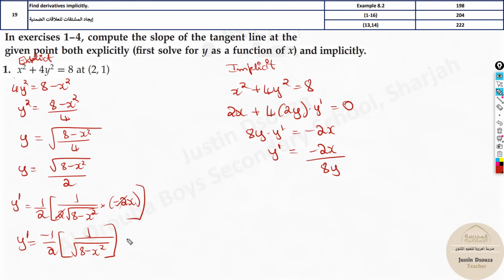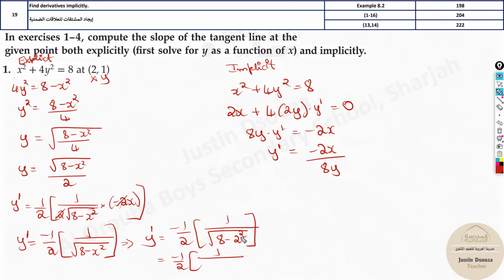But now I will show you why they are equal. Let's substitute this x and y and solve the slope. For this, y dash is equal to what? Negative half into 1 divided by 8 minus, what is x value? It's 2 square. The whole square root. You can just put in the calculator to do it, but let's solve it over here. Half into, what happens here is 8 minus 2 square is 4. And when you take this out, what happens?